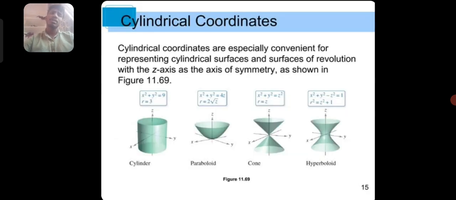And next, cylindrical coordinates. Cylindrical coordinates are especially convenient for representing cylindrical surfaces and surfaces of revolution with the z axis as the axis of symmetry, as shown in figure 11.69. Here we can see the block diagrams of cylinder, paraboloid, cone, and hyperboloid. These are the formulas for using in problems.